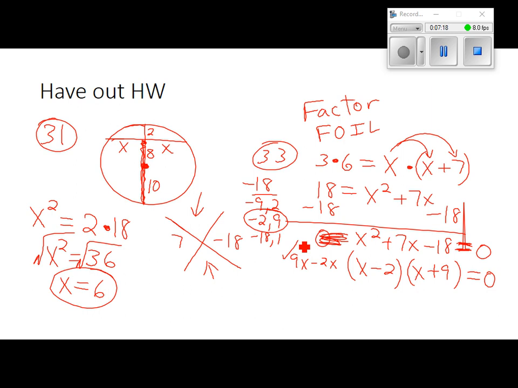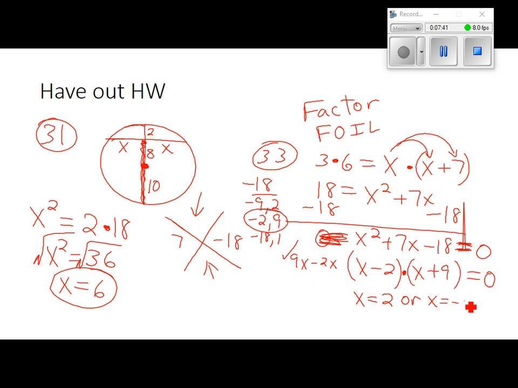Then all we do, we've got these two things, and multiplied together, they give us 0. What would fit in here to make this first set of parentheses 0? What would x have to be to make that 0? 2. That's one of our answers. What would x have to be here to make this one 0?